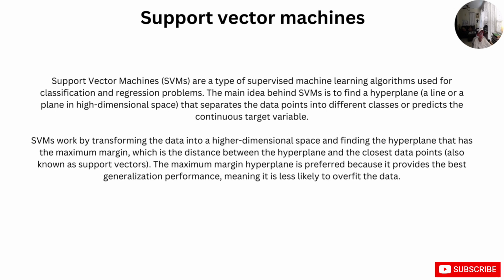SVMs work by transforming the data into a higher dimensional space and finding the hyperplane that has the maximum margin, which is the distance between the hyperplane and the closest data points, also known as support vectors. The maximum margin hyperplane is preferred because it provides the best generalization performance, meaning it is less likely to overfit the data.